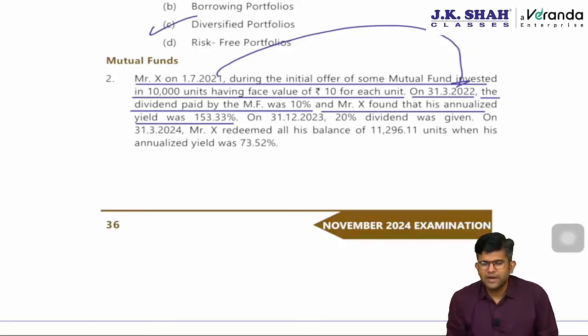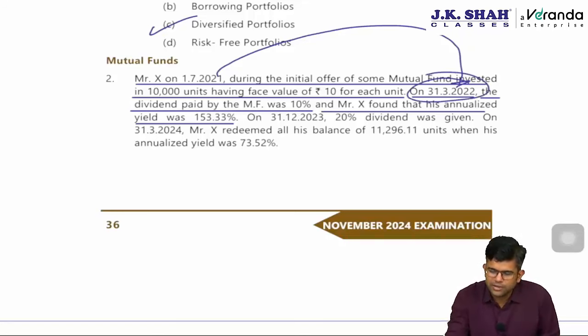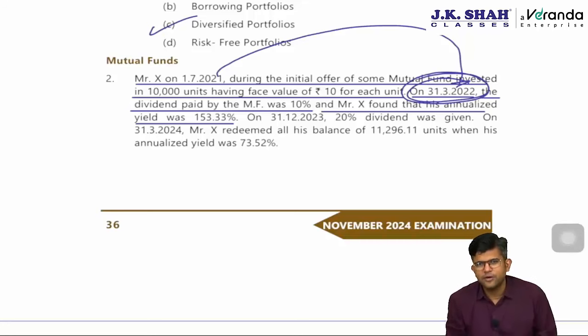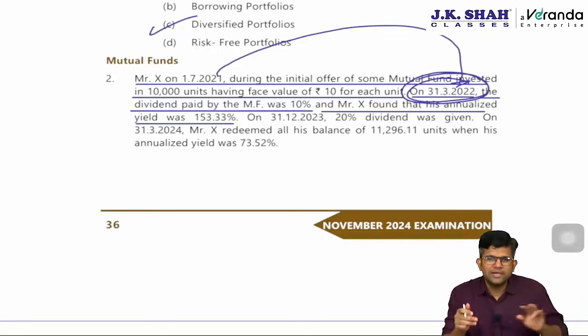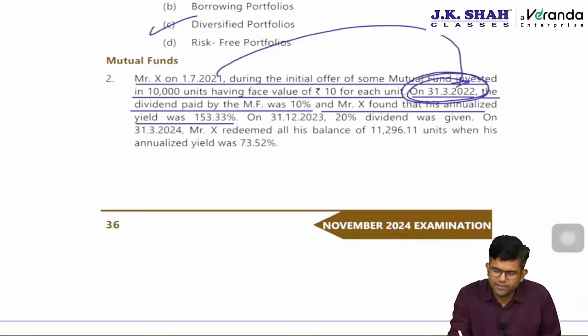Now students, why did they use the word annualized yield? You should understand that you were not there in this mutual fund as on this date for 1 year. You were there only for 9 months. So in 9 months, the return that you earned, equivalent to 12 months, is 153%. So actually you have not earned 153%. But what you have earned, if it is for 9 months, for 12 months it is equivalent to 153.3%.